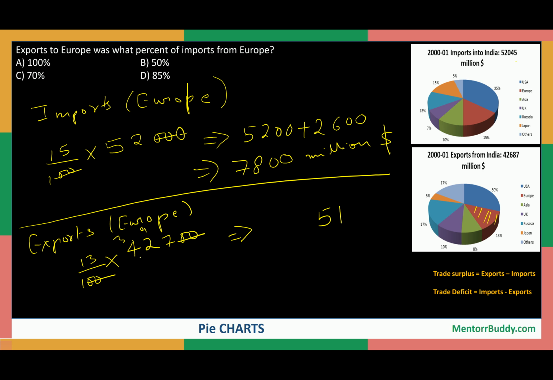13 into 4 is 52. So 52 and 3 is how much? 52 and 3 will become 55. Okay, so as we can see, we got it as 55,555. So what we will do, we will take it as 550. See, we have increased a little bit, so we'll decrease somewhat. So we'll take it as approximately $550 million.